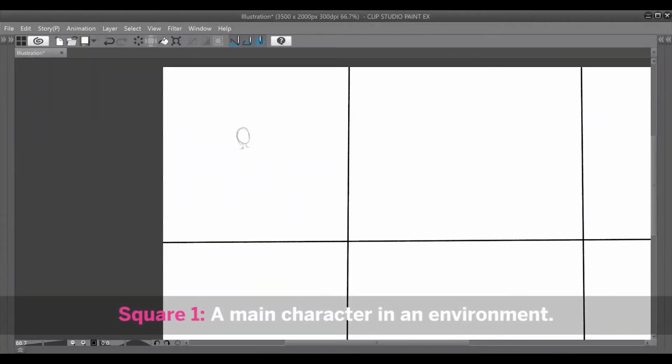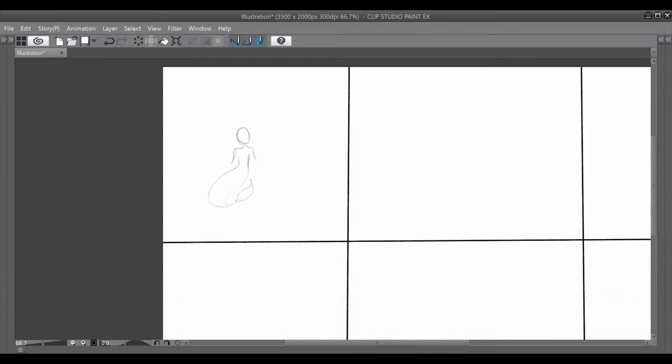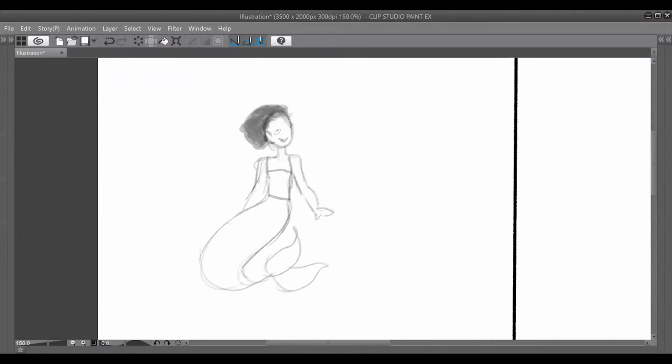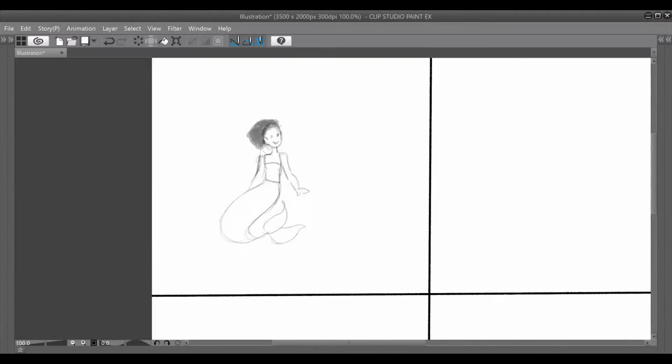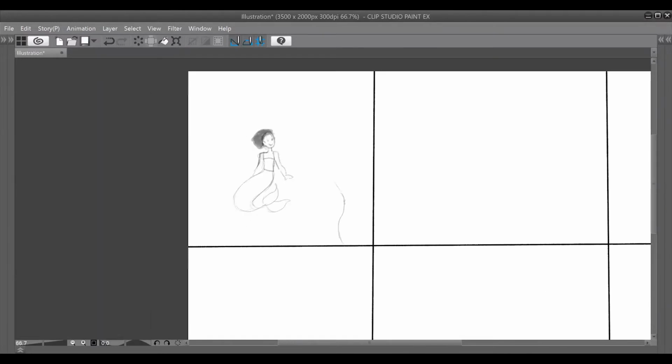So square one is a main character and environment. For this particular demo, I decided to do a mermaid under the sea, but you can do any sort of main character you desire if you're doing this at home. It can be a human, animal, object, anything that can be your main character. For this particular demo though, I chose a mermaid. You're gonna see me put some seaweed and waves around her just to give you the feel. I'm not really worrying about making the art look nice, but just giving the feel and the idea of where the story is taking place and who our main character is.